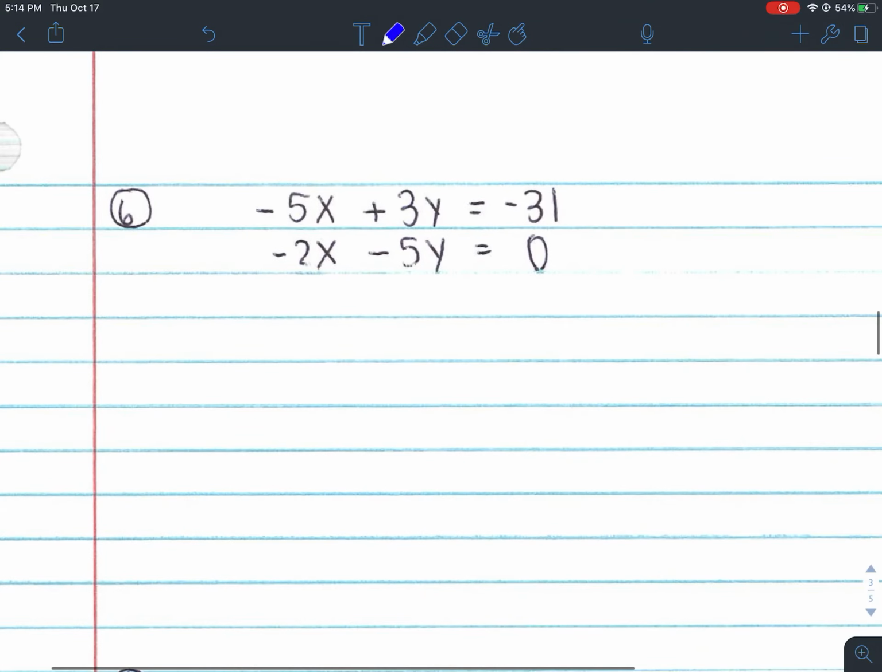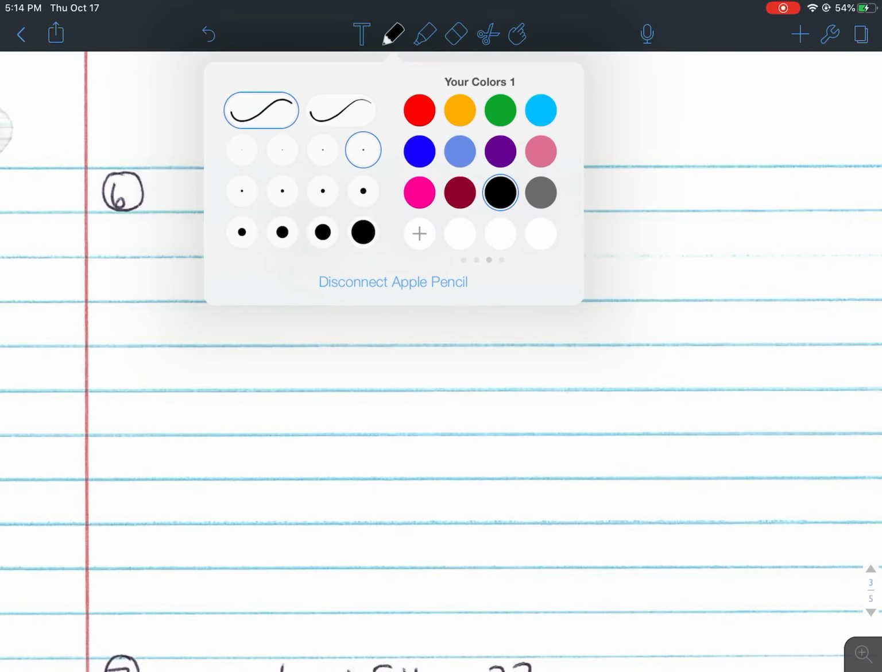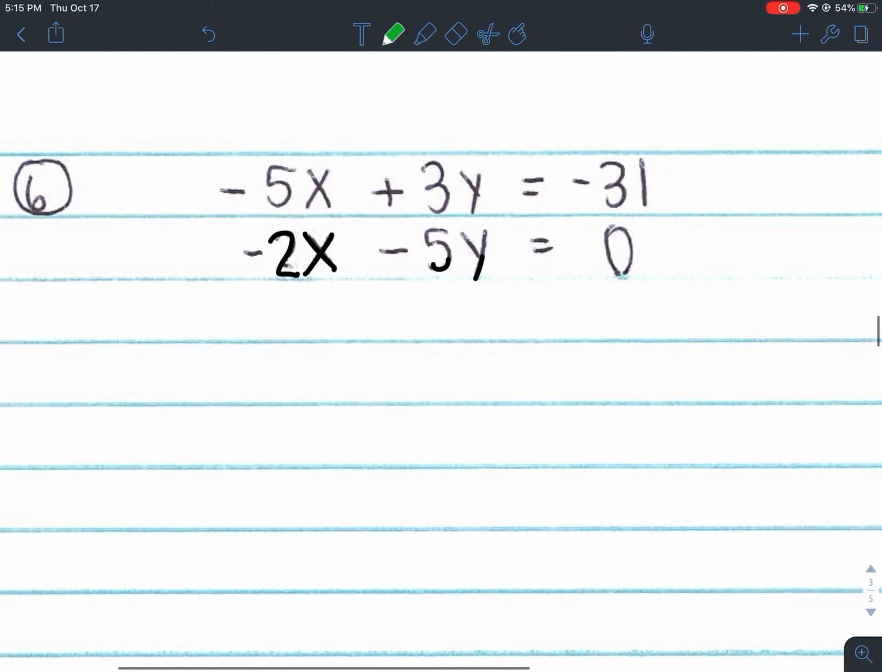All right, we have 3 examples left. Number 6. All right, number 6 is our first tough one because we got to manipulate some things here. Okay, I got -5x plus 3y equals -31, and then I have -2x minus 5y equals 0. Okay, so first you want to look. Do you have the same number anywhere stacked on top of each other? No. Do you have opposite signs? Yes. I have opposite signs here, right? I have a positive and a negative.